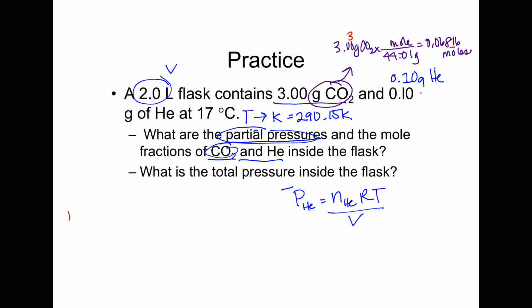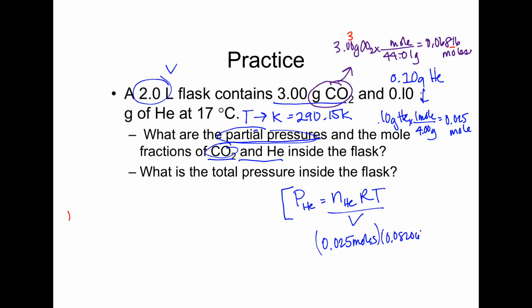Okay, I've written out our equation again here. I need to do my mole conversions, so 0.10 grams of helium. Helium is 4 grams per mole, and so I got 0.025 moles for this. When I put that in, and the temperature is the same, and the volume is the same.